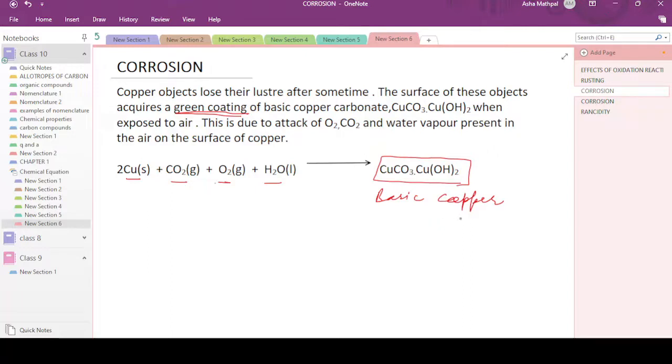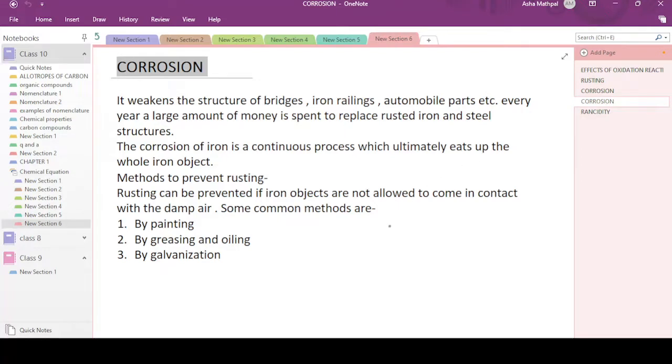So generally the green layer which you see over the copper articles, it can be any kind of spoon, glass, plate, that is because of the corrosion of the copper, and as a result of the corrosion of the copper, we see the formation of the basic copper carbonate there. Right, so corrosion occurs not only in iron where it is called rusting, it is also seen in the case of copper. So basically corrosion in most cases is a very harmful process.